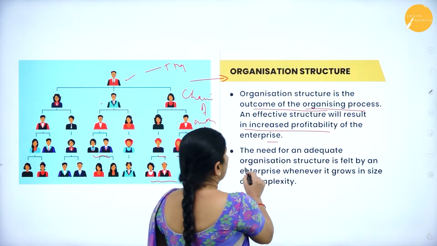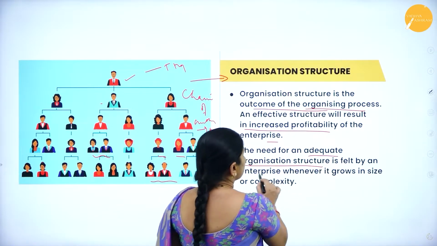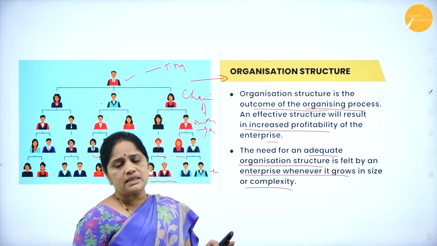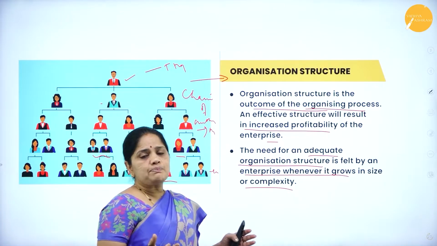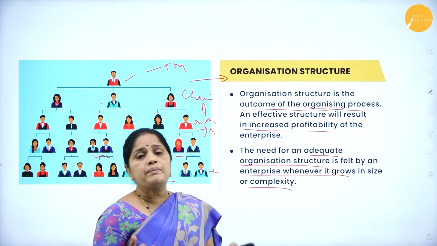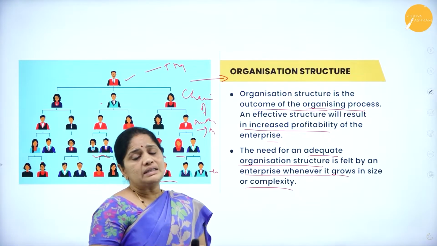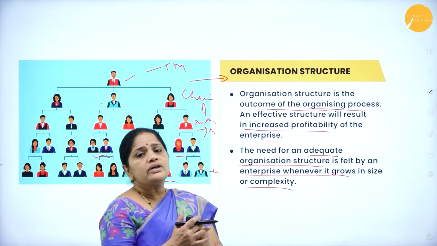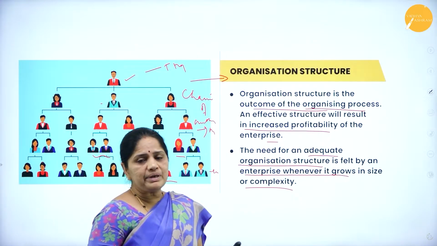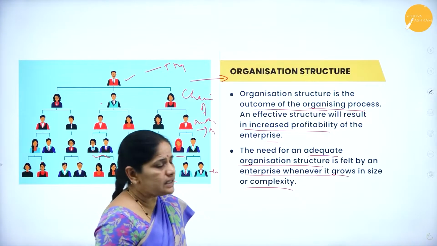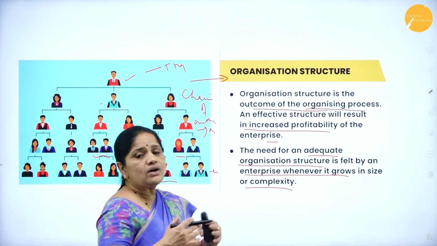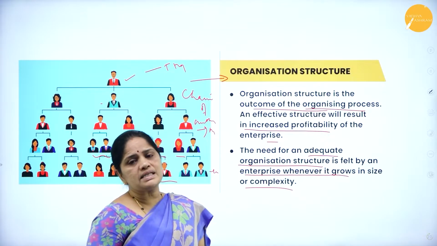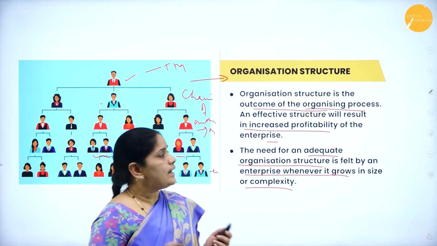The need for an adequate organization structure is felt by an enterprise whenever it grows in size and complexity. Whenever the business expands and a large number of employees are recruited every day, we need a proper organization structure so that you can distribute the work among everybody and there is no confusion in the organization. And whenever the organization grows in leaps and bounds, we should have an organization structure to manage the employees.